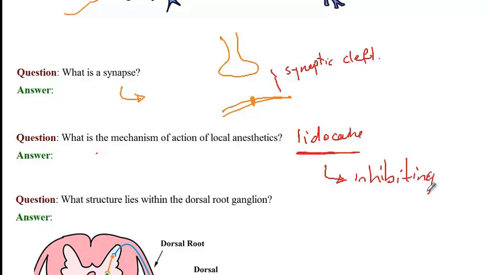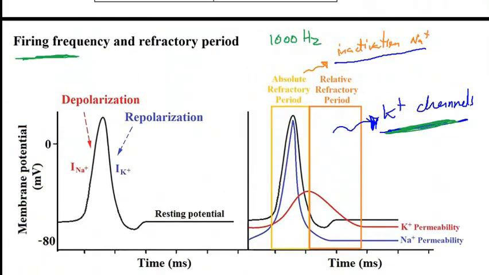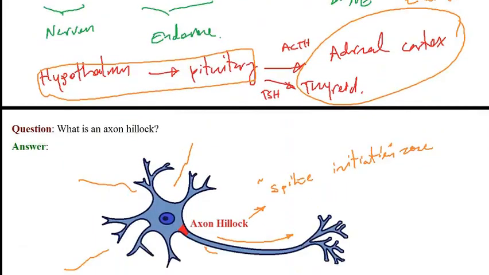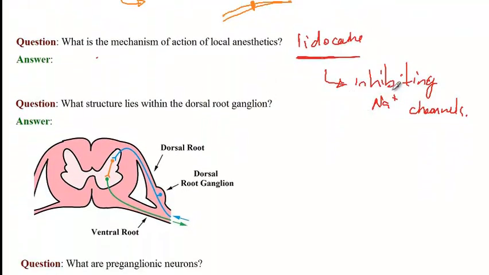the sodium channels. Okay, so if sodium channels are blocked, therefore we won't have any depolarization, similar to what happened in our absolute refractory period where the sodium channels were inactivated. Okay, so the mechanism of local anesthetics like lidocaine is inhibition of sodium channels.